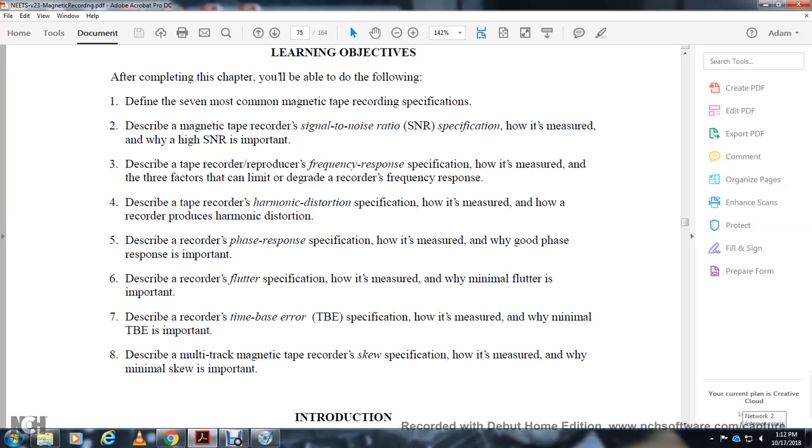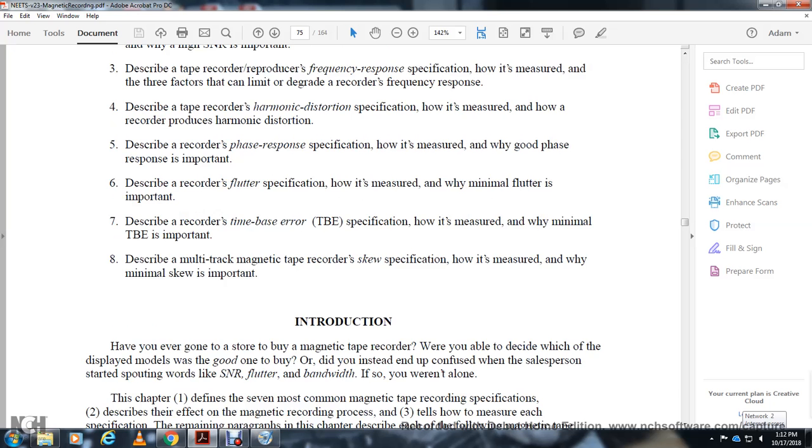Describe the time-based error specification, how it is measured, and why minimum time-based error is important. Describe the magnetic tape recording skew specification, how it is measured, and why minimum skew is important.